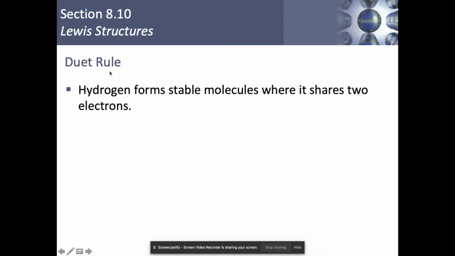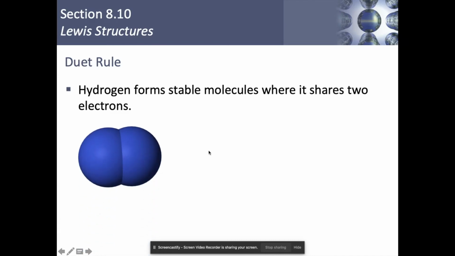So the Duet rule is really just for hydrogen. Hydrogen has a single electron, so to get it to have 8 is going to take a lot of energy and not really going to be realistic. So instead, hydrogen forms stable molecules when it's able to share 2 electrons. So when you hear 2, think duet, like 2 people singing or something. It's a duet. So here is a hydrogen molecule, 2 hydrogens hooked together. And so, a single hydrogen has a single electron, but if you bring 2 of them together, now they have basically shared their electrons, and now you have 2 electrons.